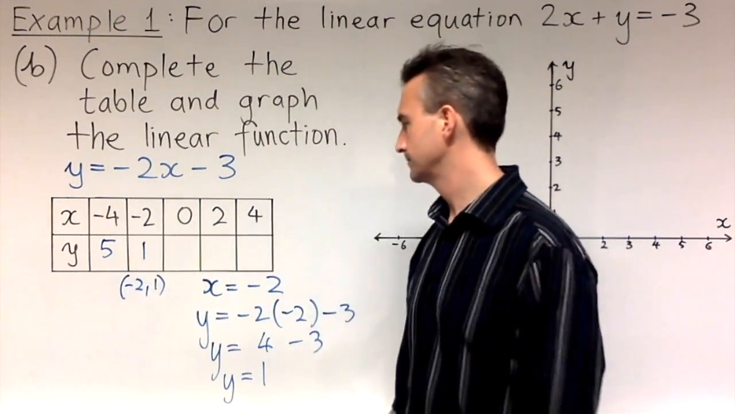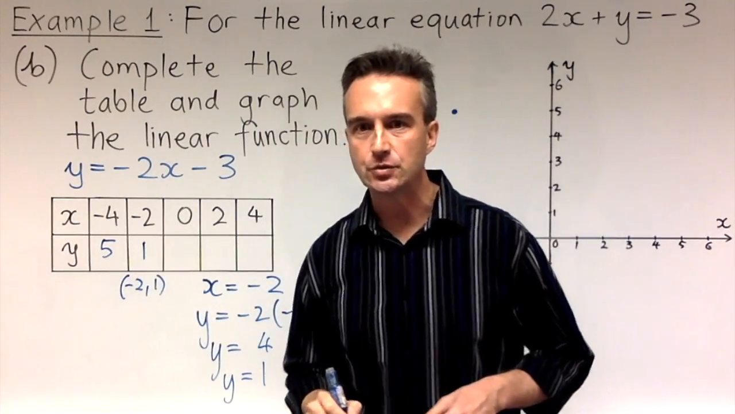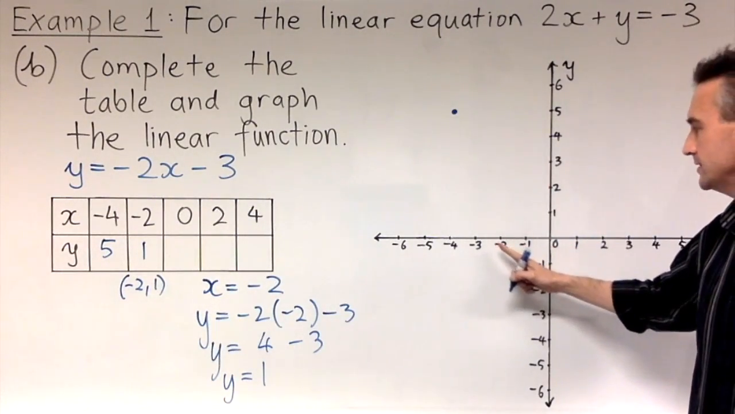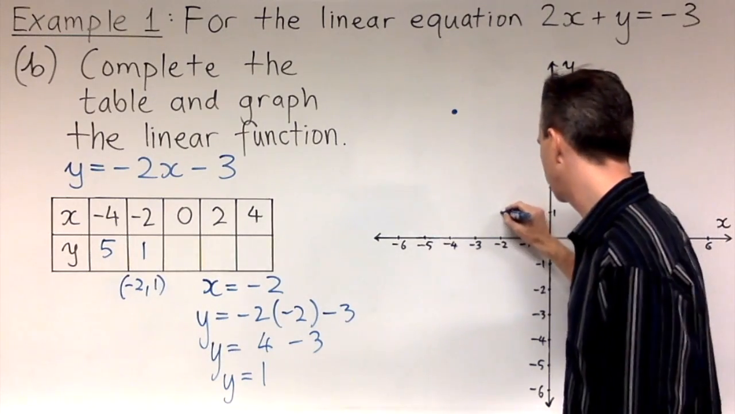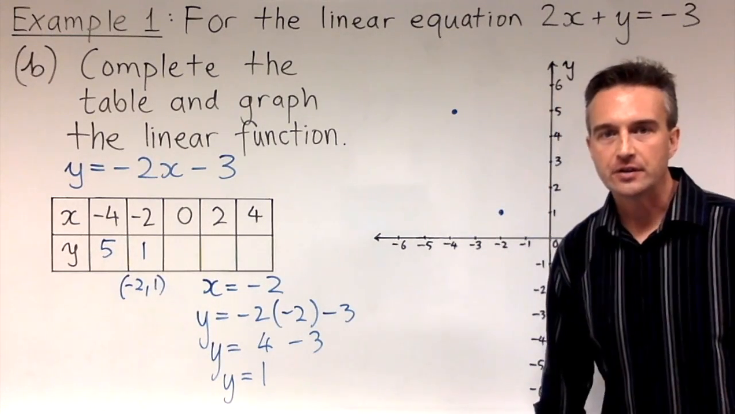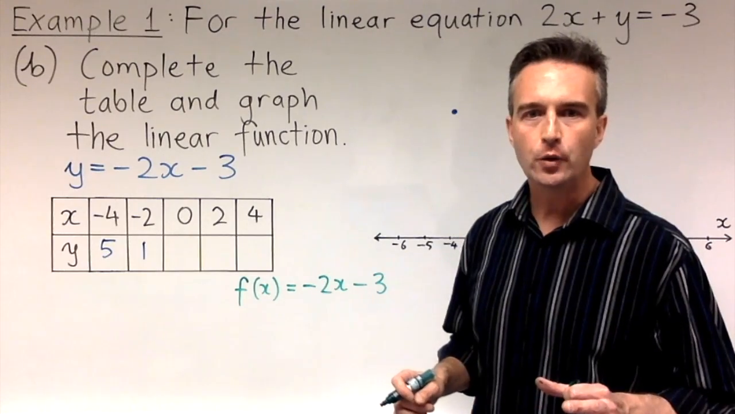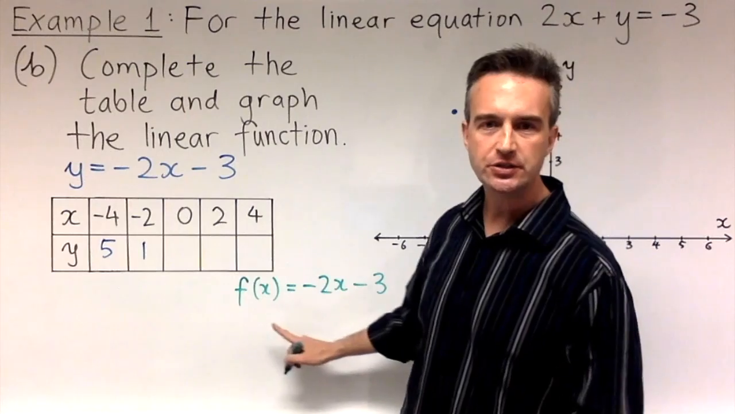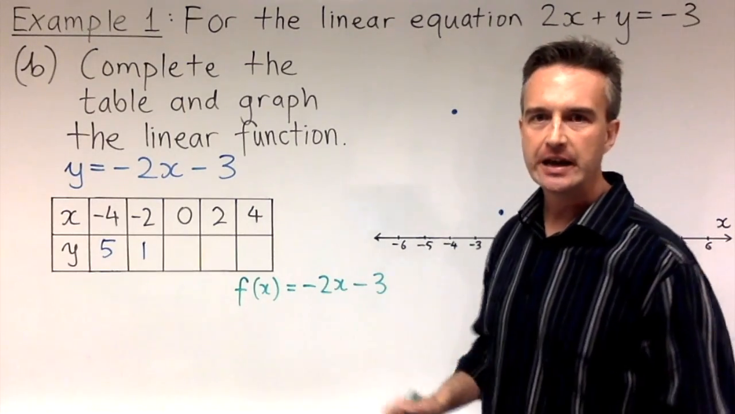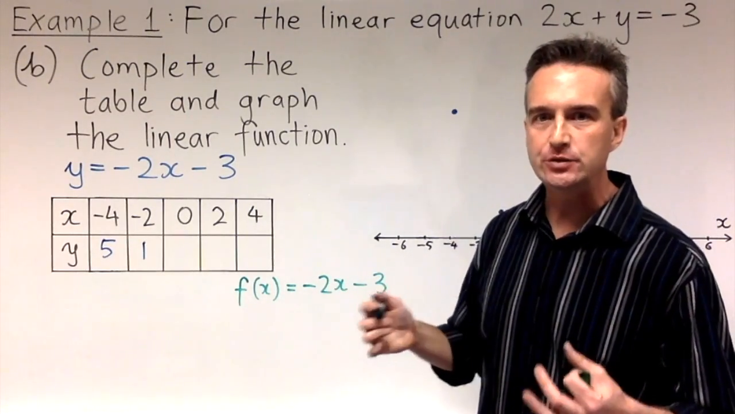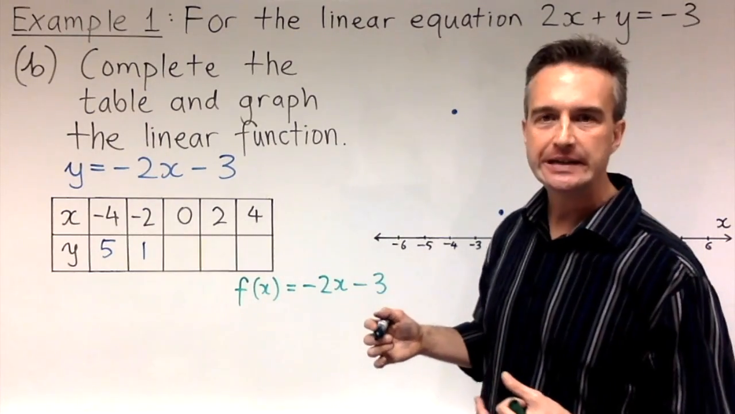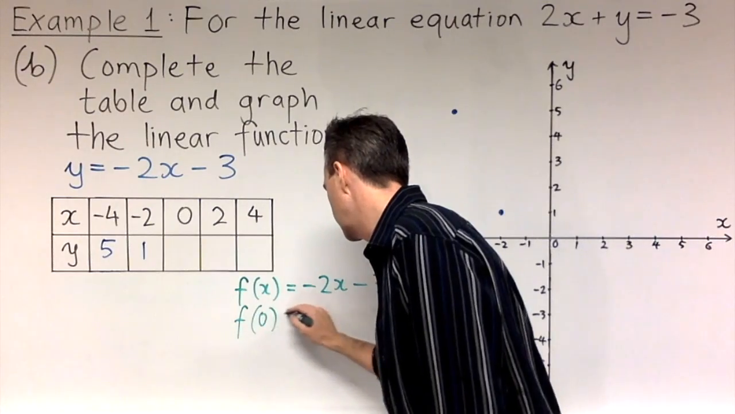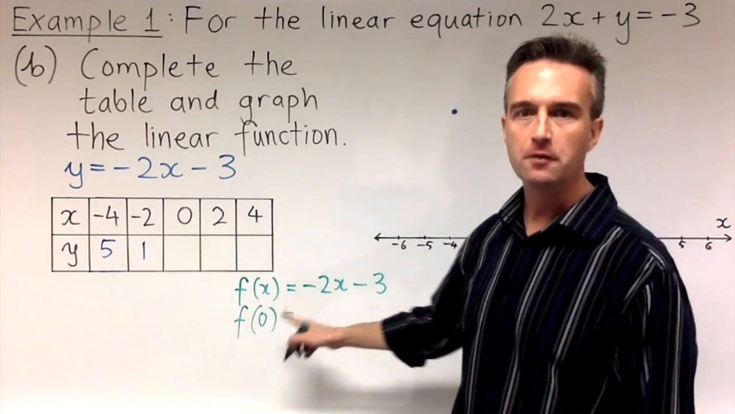Let's plot our new point, negative 2, 1. From the origin, negative 2 to the left and up 1. There is our second point. For our third point, let's try x equals 0. But just for a change, I just wanted to show you this function notation. How would we do the same working using function notation? Let's put in x equals 0. That's pronounced f of 0 now.